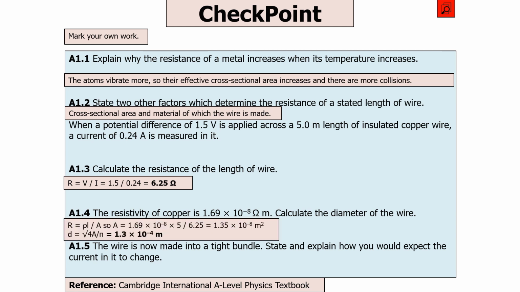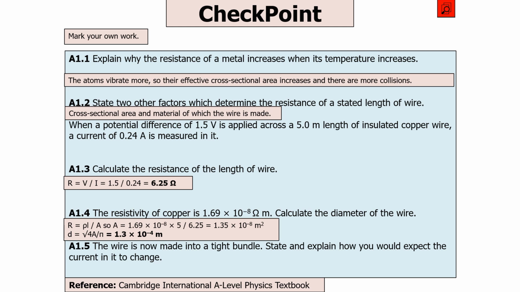This next one, we use the resistivity equation and we work out the area. So you work out your area to be 1.35 times 10 to the minus 8 meters squared. You can then say diameter is the square root of 4 times the area over pi. Okay, and then you can work it through to be 1.3 times 10 to the minus 4 meters.